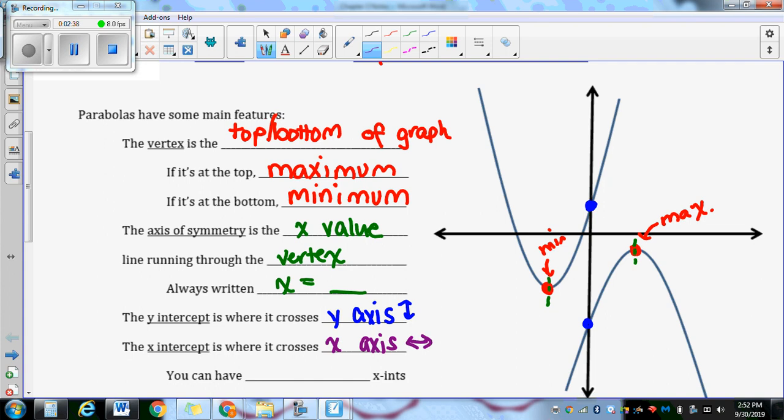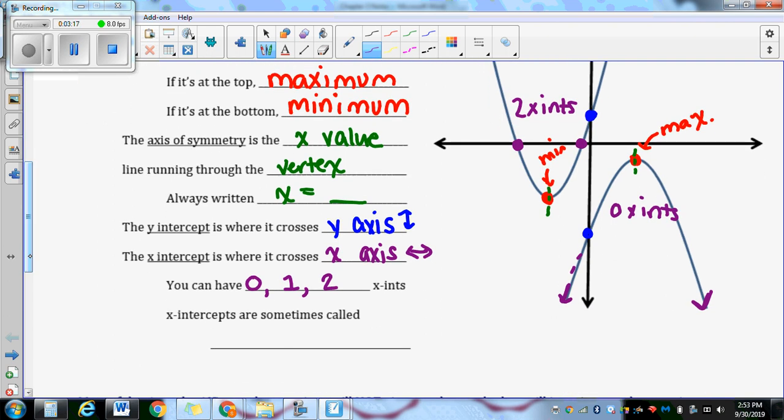And I will just tell you that you can either have 0 x-intercepts, you can have 1 x-intercept, or you can have 2 x-intercepts. This first parabola right here has 2 x-intercepts. It has one here and one here. It crosses the x-axis twice. This next one right here has no x-intercepts. It comes up and comes close to touching the x-axis, but then goes back down and never hits the x-axis. So this one has 2 x-intercepts, and this one has no x-intercepts.